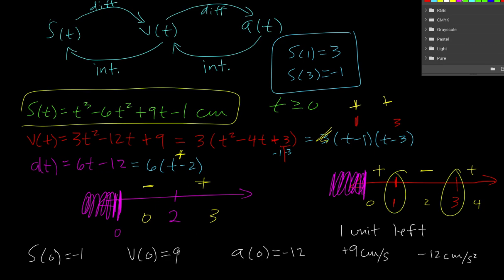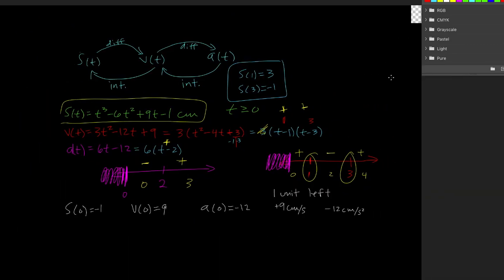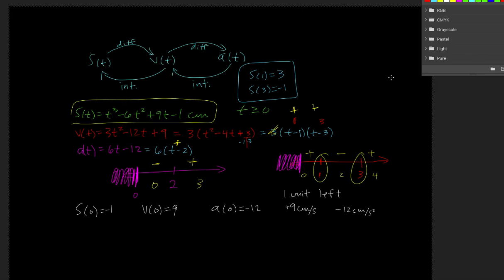Now it says draw a motion diagram. So to do that, I'm going to zoom out. We'll just do that, I guess. Okay, so we're going to draw a motion diagram like this. It looks like the furthest to the left we go is -1. Let's see, 0, 1, 2, 3, 4, 5.